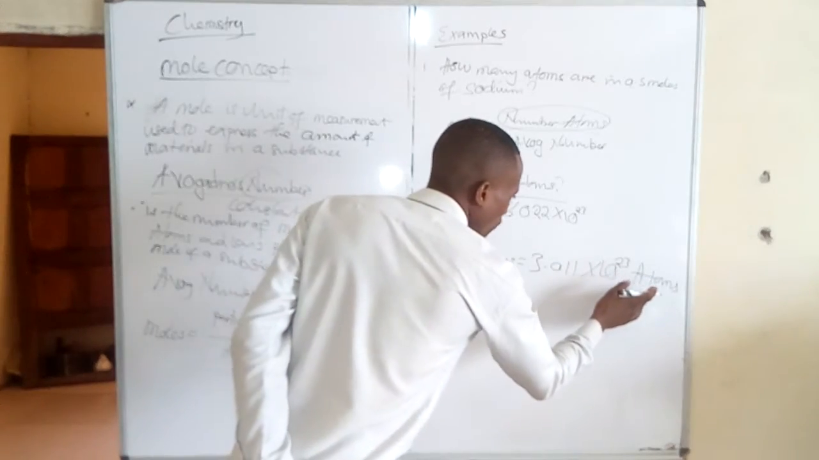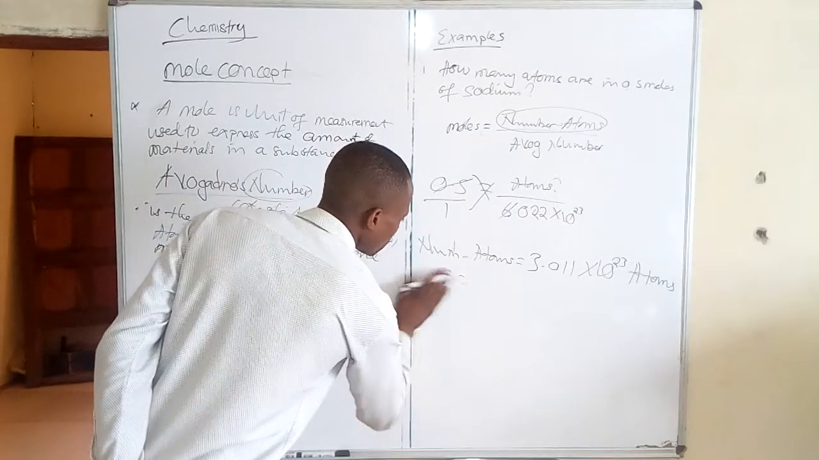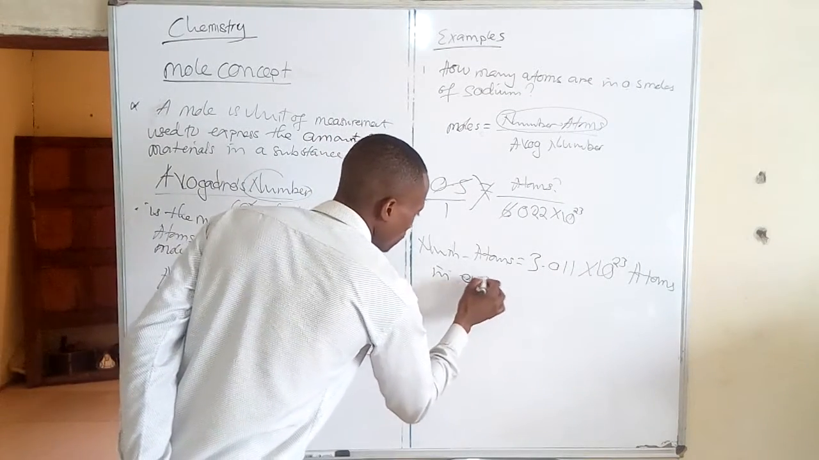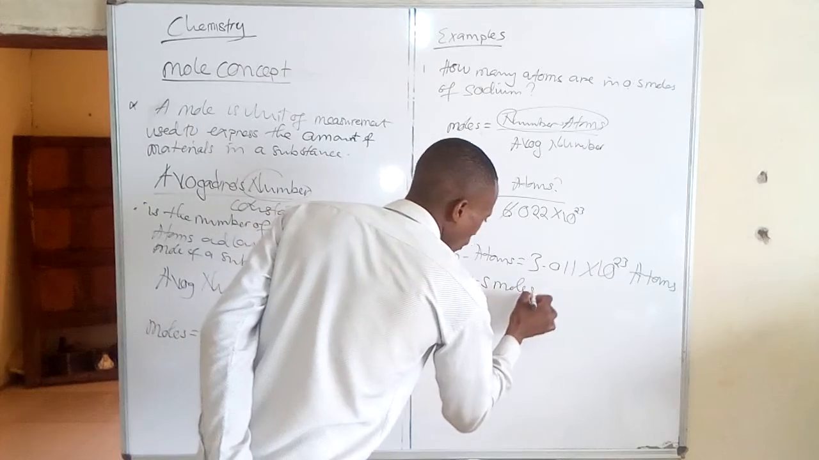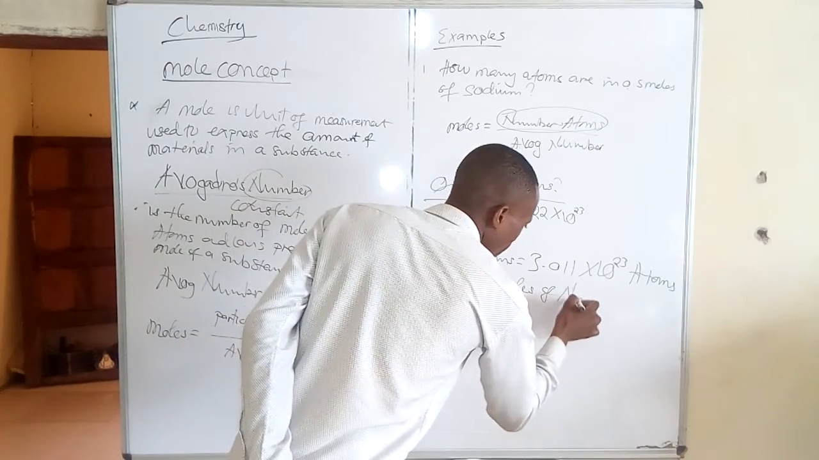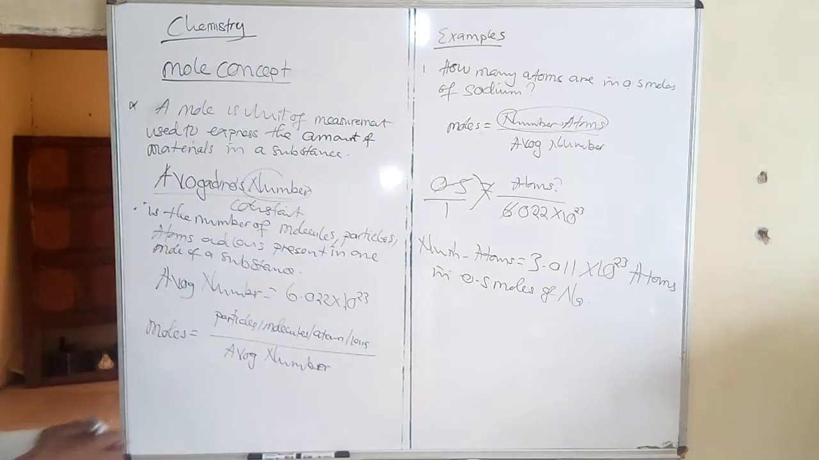Okay, let me say atoms in 0.5 moles of sodium. I'll just use the symbol. Okay, so that's how we go about it.